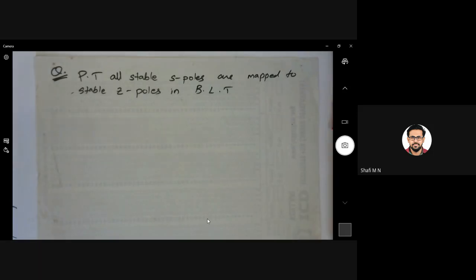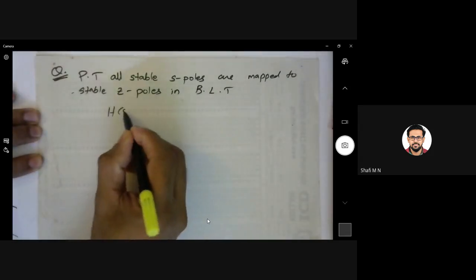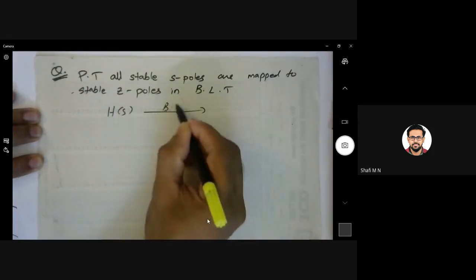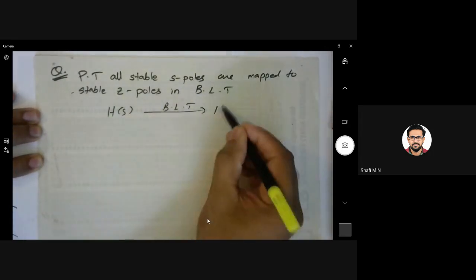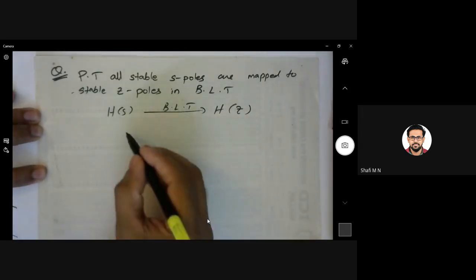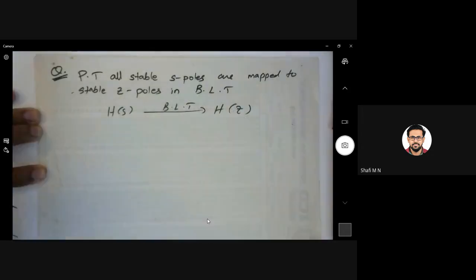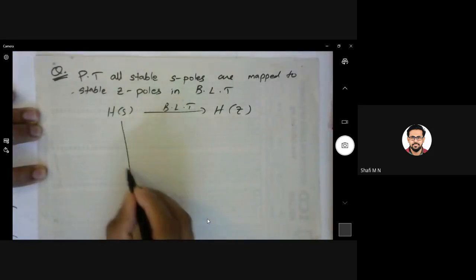So first, we want to know whether that idea is clear to you: stable S-plane poles and stable Z-plane poles. One important thing to keep in mind is that bilinear transformation is used to convert your analog transfer function into digital, right? So this is a mapping from S-plane to Z-plane. So what is S-plane actually?